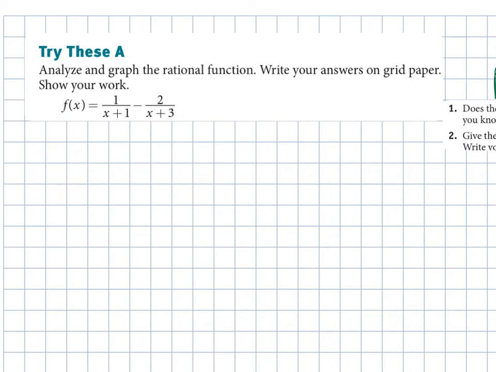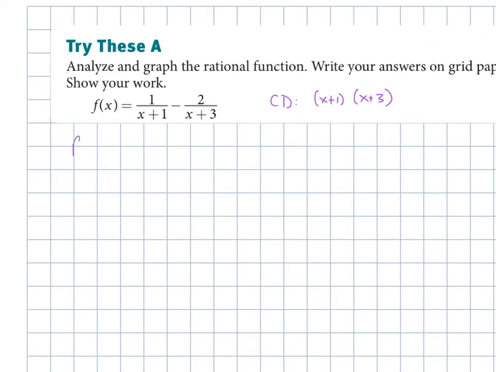So this is already factored for the most part. Looking at this, my common denominator is going to be x plus 1 and x plus 3 together. For that first portion, 1 over x plus 1, I'm going to multiply by a sneaky form of 1 in the form of x plus 3 over x plus 3. I'm still subtracting this other portion, 2 over x plus 3, but I'm going to need to multiply by my sneaky 1 in this form of x plus 1 over x plus 1.